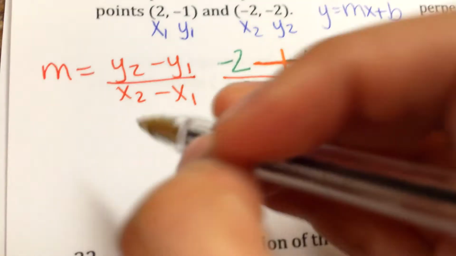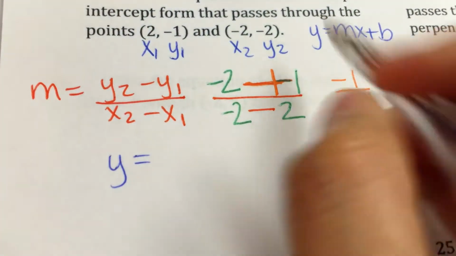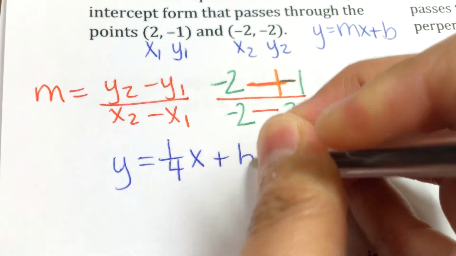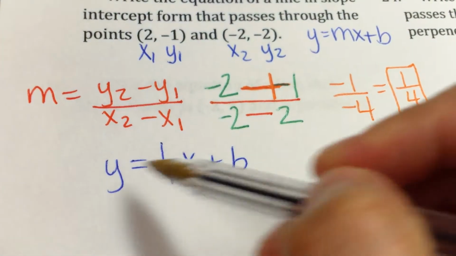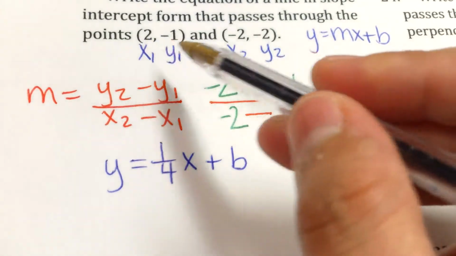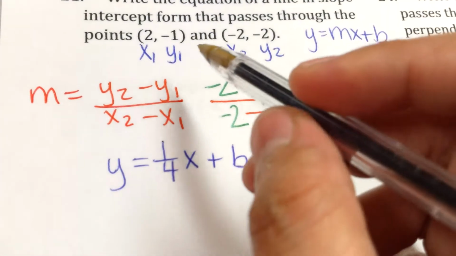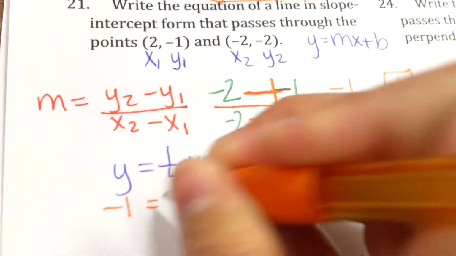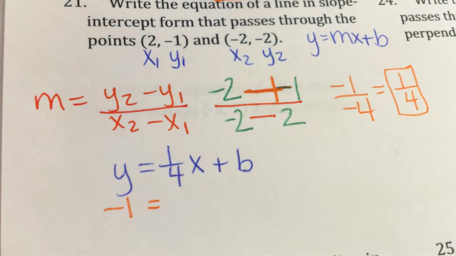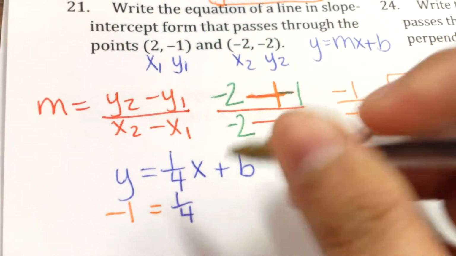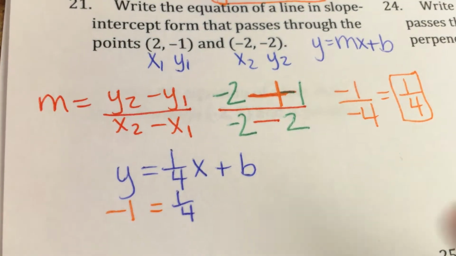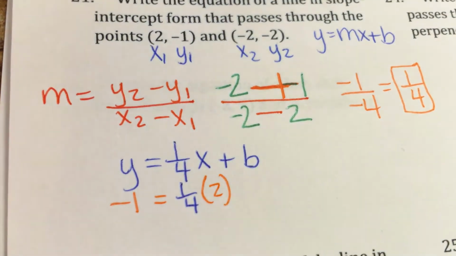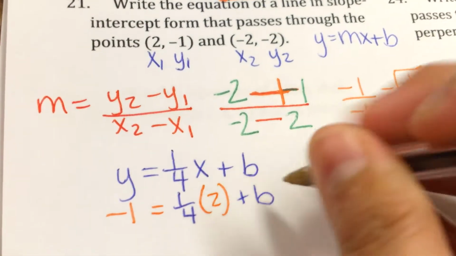So let's go ahead and do y equals mx plus b. M is 1/4 x plus b. We're going to substitute x and y. We can choose either one of those. I'm going to go ahead and choose the first point. So my y is negative 1. I'm color changing so that you could see what I'm doing. X is going to be 2. And it's alright if you have fractions. Don't be scared of them.